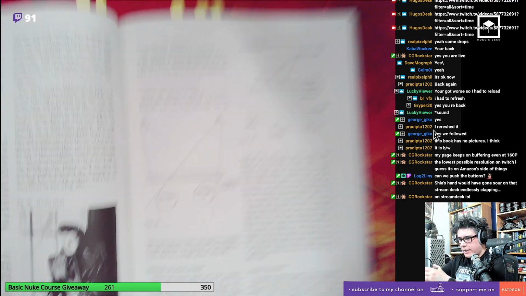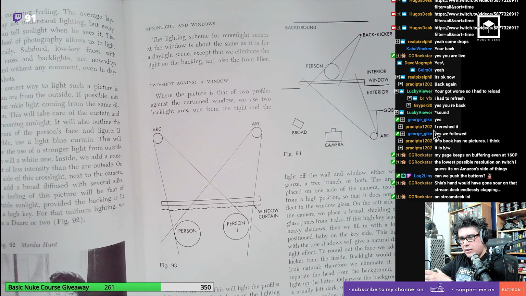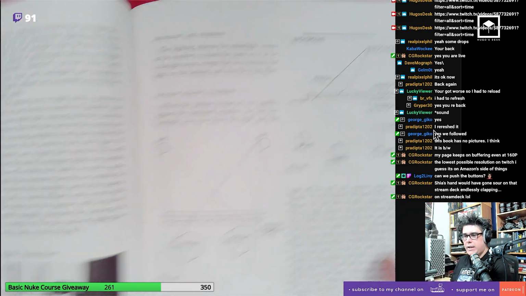I want to show you some of the graphics here. These are invaluable, and I know the American Cinematographer magazine also has these kind of things as well, and I'm going to talk about that in a minute.